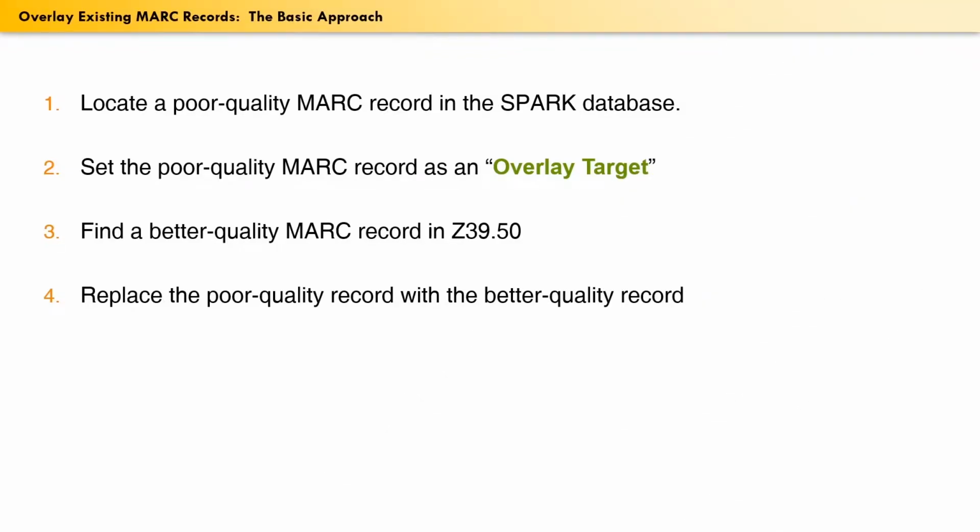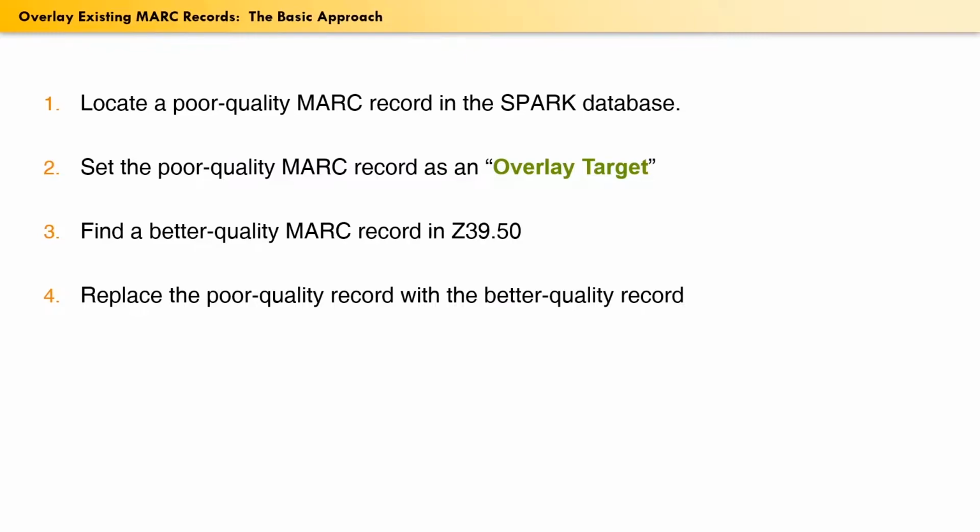The basic outline for what to do when overlaying a MARC record is this. First, you look through Spark and find a MARC record that needs to be replaced. Second, you designate that MARC record as a target for overlaying. Third, you search Z39.50 for a better version of your record and make changes as necessary to the MARC coding. And finally, you overwrite the bad record with the good record.